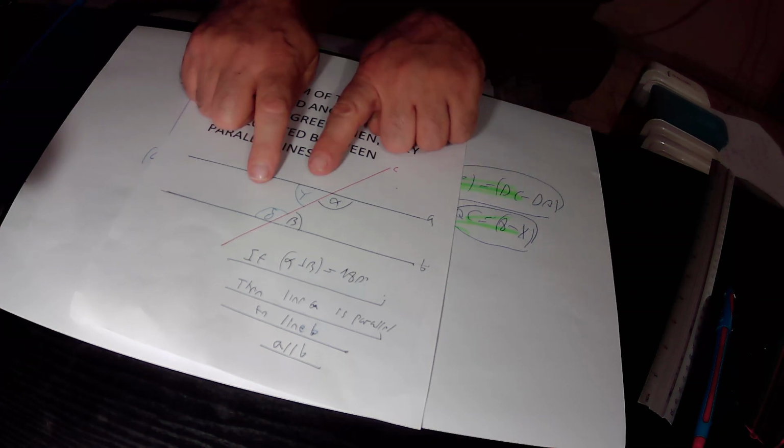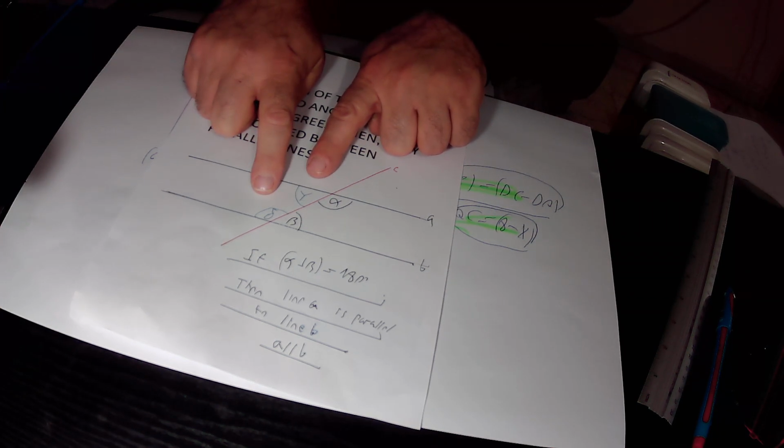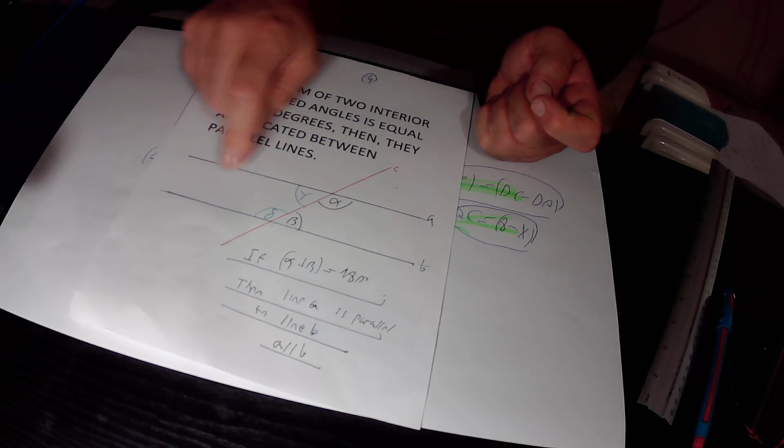Likewise, if the sum of those two one-sided angles is equal to 180 degrees, that is to say if gamma plus delta equals 180 degrees, then they must be located between parallels. That is to say, line A is parallel to line B.